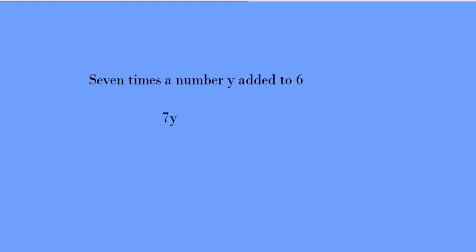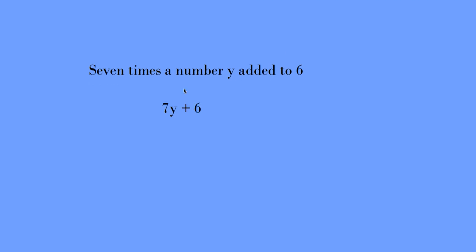You are familiar with making expressions using a sentence. For example, 7 times a number y added to 6. What is 7 times a number y? Yes, it is 7y. Now added to 6, so what you have to do? Yes, plus 6. So you get 7y plus 6. This is the expression for the sentence 7 times a number y added to 6.